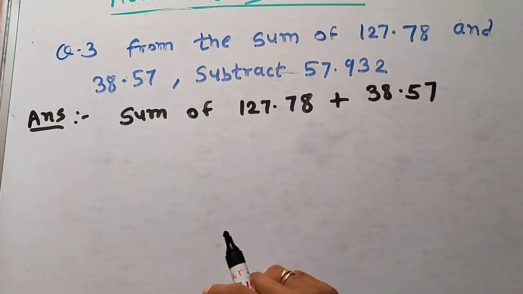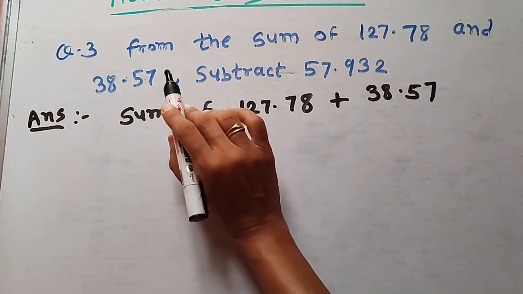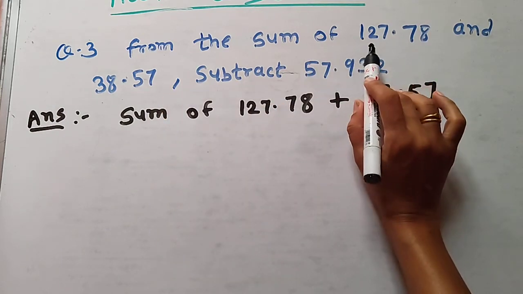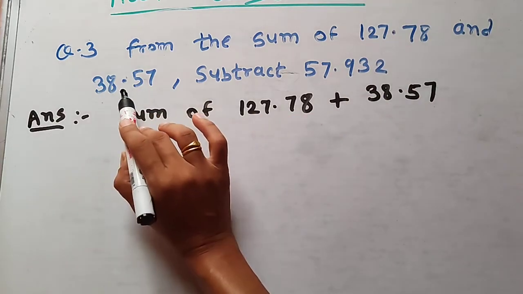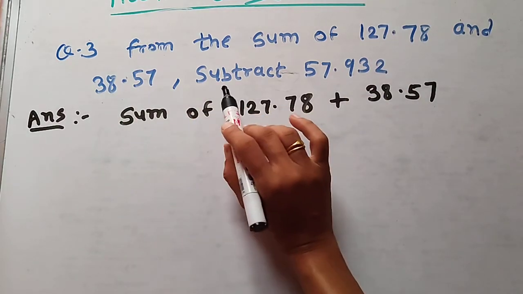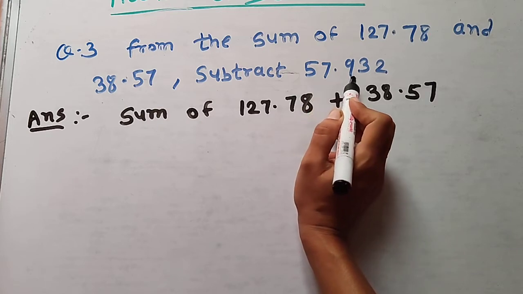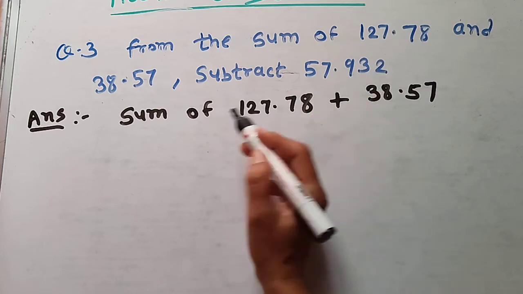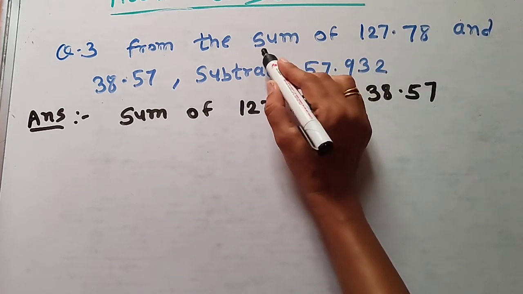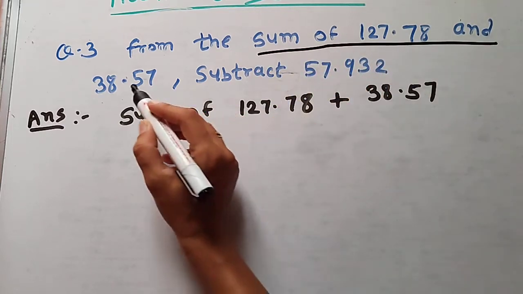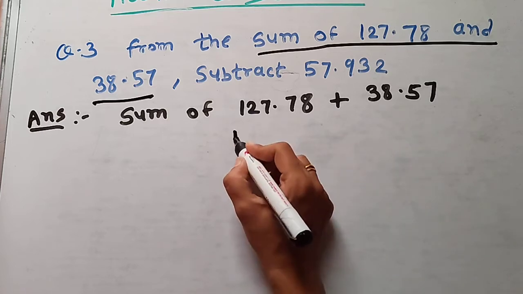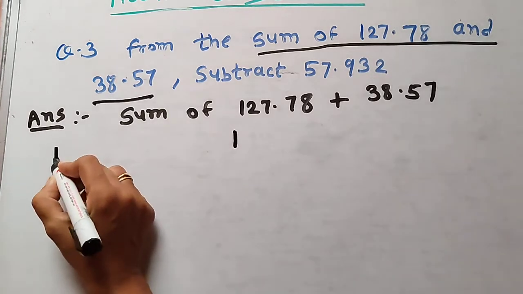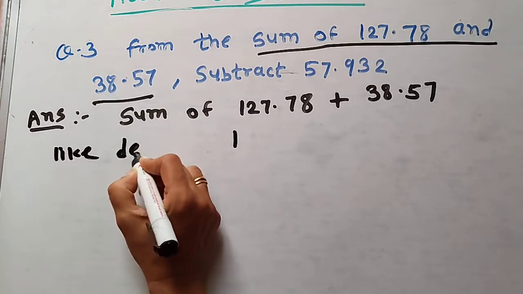See here, this is question 3 from exercise 5.4. From the sum of 127.78 and 38.57, subtract 57.932. So the question is the sum of 127.78 and 38.57. First you have to add these two numbers. So first step, you have to make like decimals.